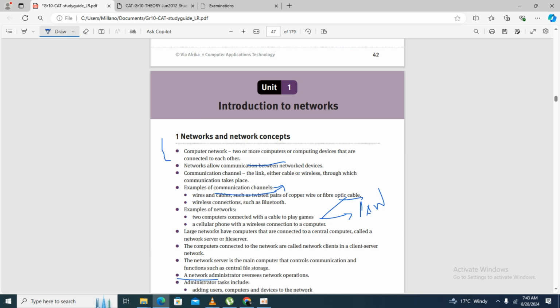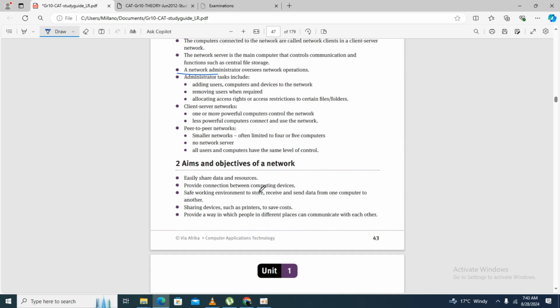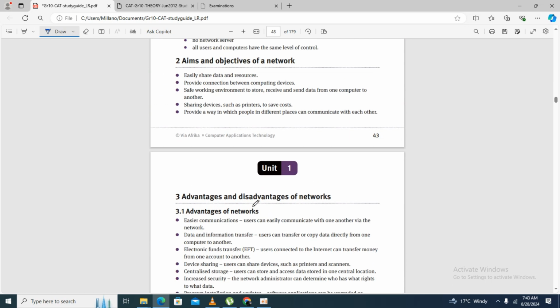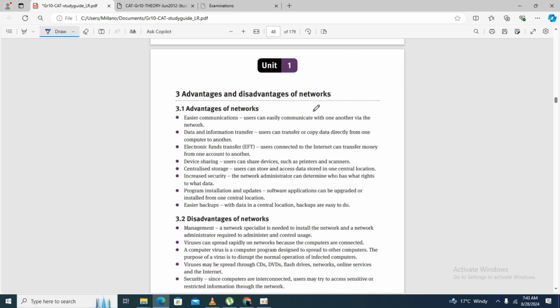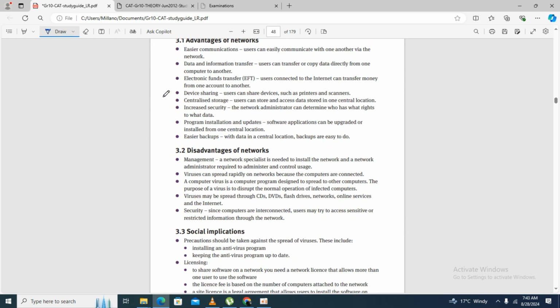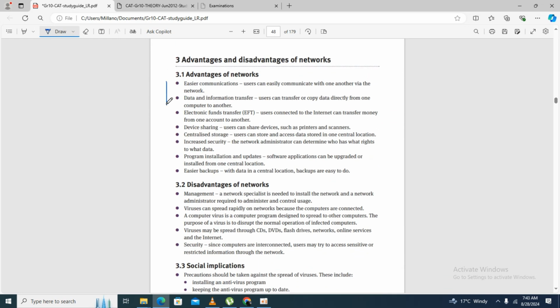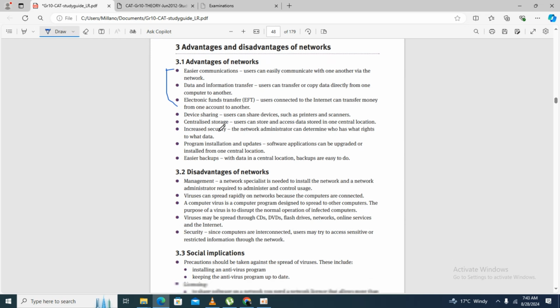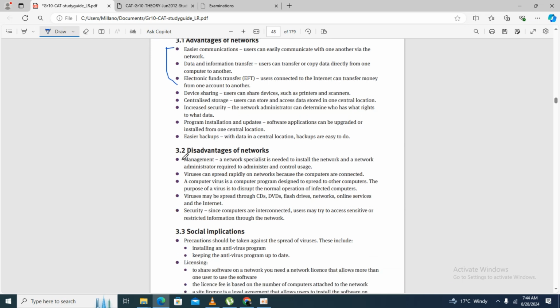So do pay a lot of time and attention to networks, guys. Aims and objectives, okay, I'm not gonna go through that because that is self-explanatory. Advantages of networks, please go through these. Make sure that you at least have 3 of these, guys. 3 would be more than enough, in my opinion. If you know 3 advantages, 3 disadvantages, that would be enough, because they usually ask 2-mark questions, right?